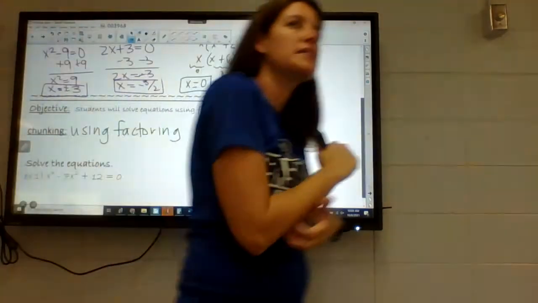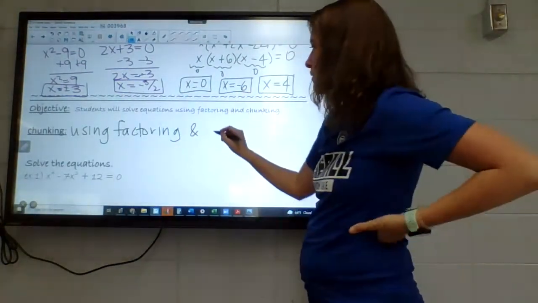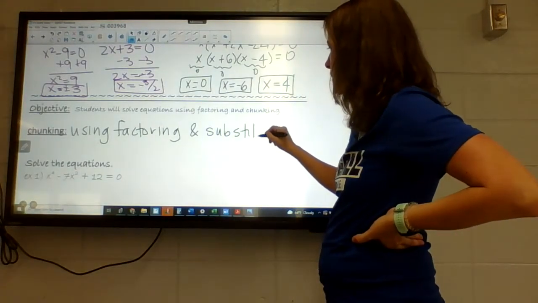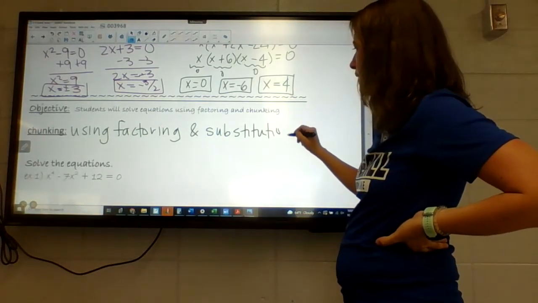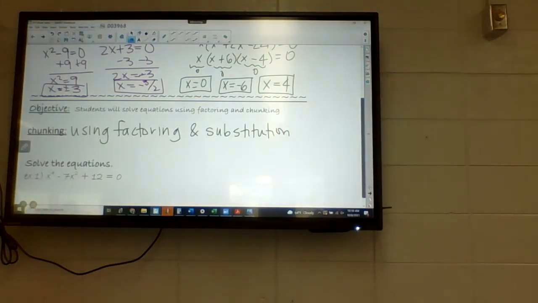but also using substitution sometimes. So I'm going to substitute a stand-in. And I'll show you guys what I mean by the chunk, why they call it chunking. I probably don't use that word very often. This book does, so we'll use it.